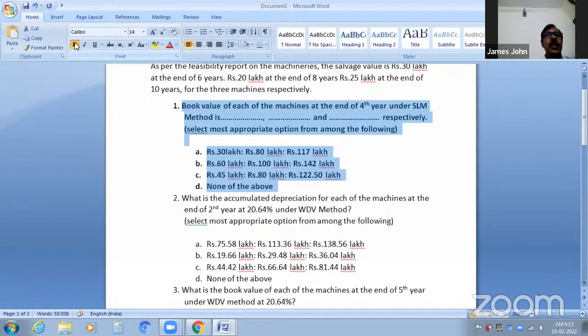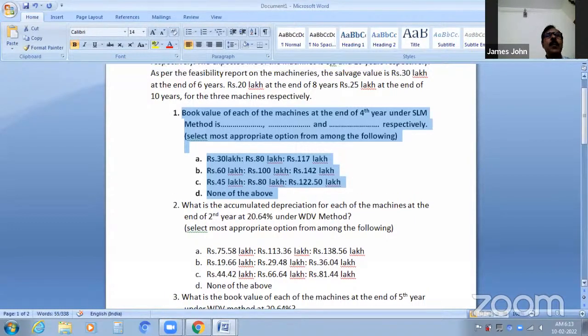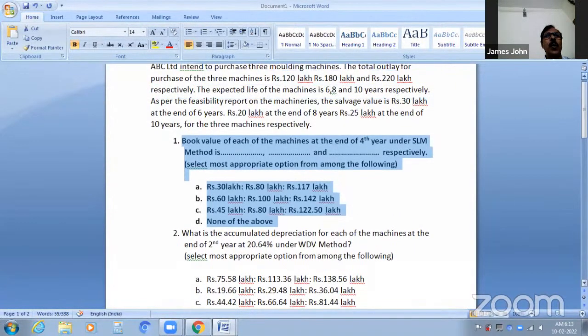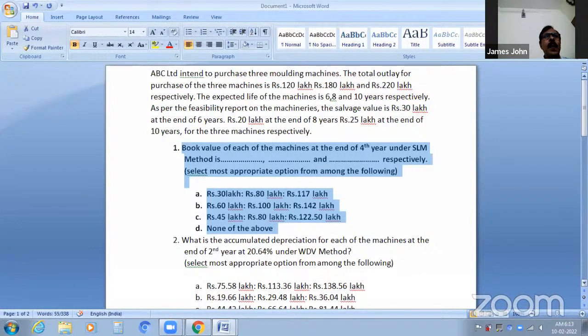Sir, 120 minus 60, 60 sir. The answer is B. Yes, B, 60 lakh. And now look at the second one.